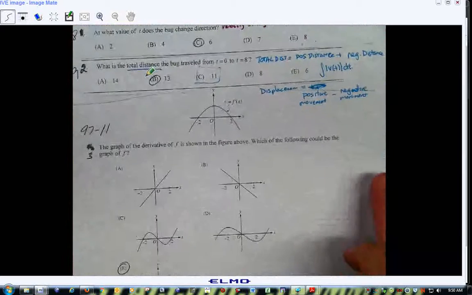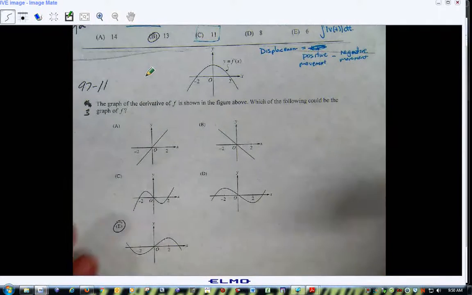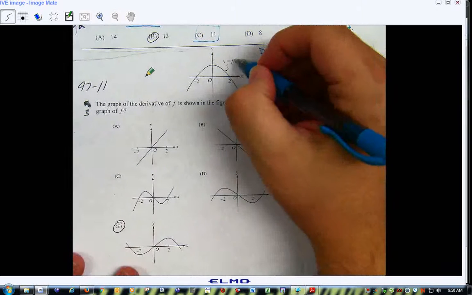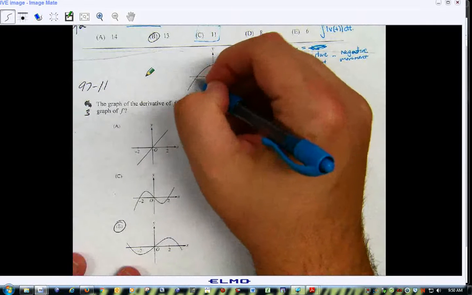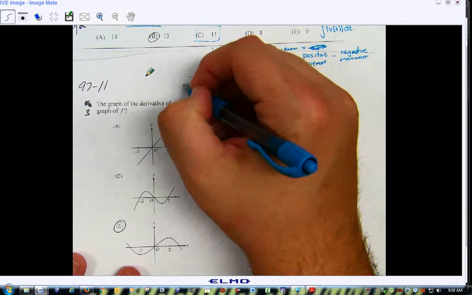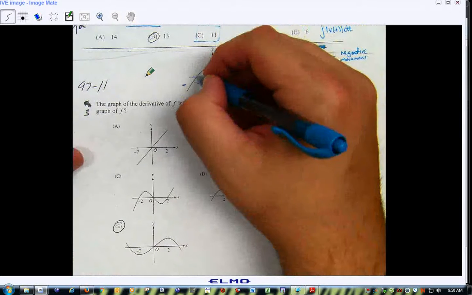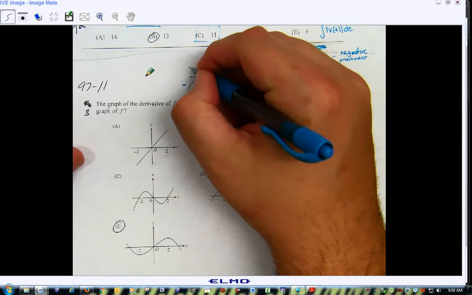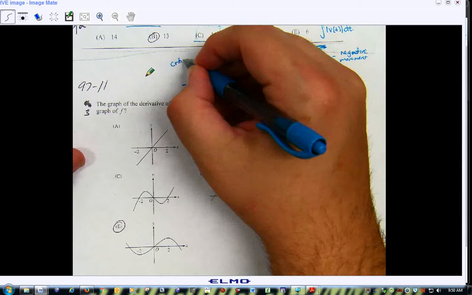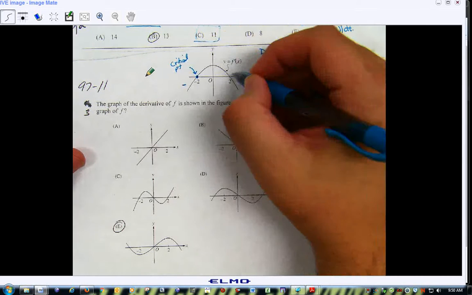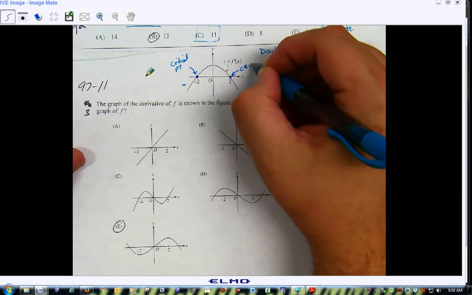All right, number 3. We have f prime. Is this negative or positive? So when you're analyzing a graph like this, when f prime is 0, what do we call that point? It's a critical point. That's a critical point right there, and that's a critical point right there. Now, what do critical points give you?